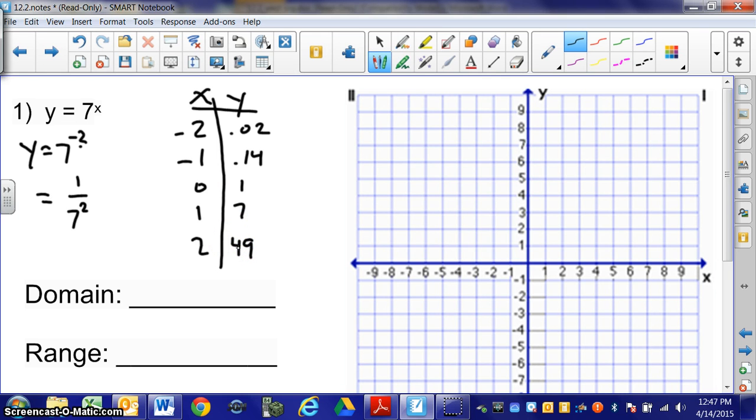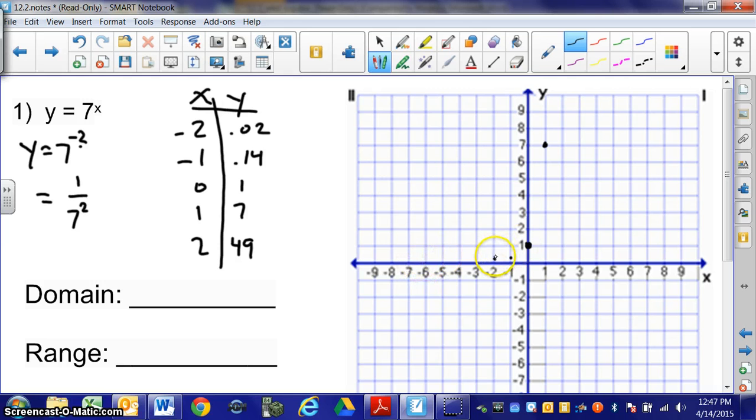As we talked about yesterday, exponential growth goes really fast, so you won't necessarily be able to get every point onto your graph. Just do the best you can. Let's plot our ordered pairs. -2, 0.02, well, that's almost 0. -1, 0.14, that's really close to 0. 0, 1, by the way, that point will be on all exponential functions because anything to the 0 is 1. And then I have 1, 7, and then 2, 49 is way up there.